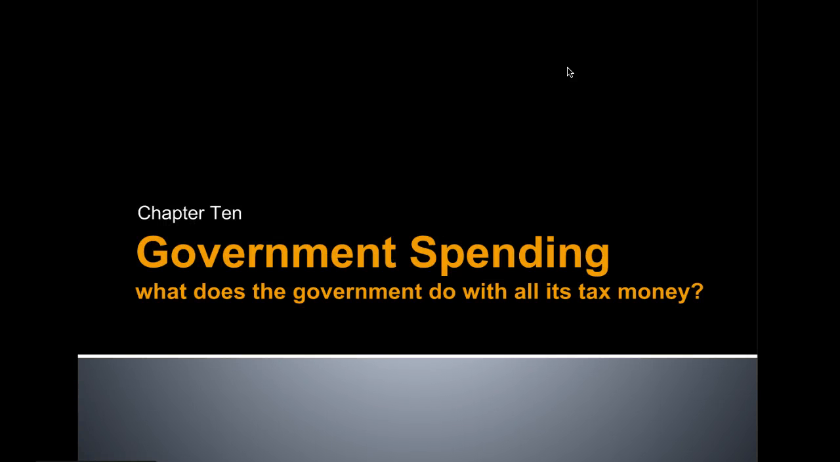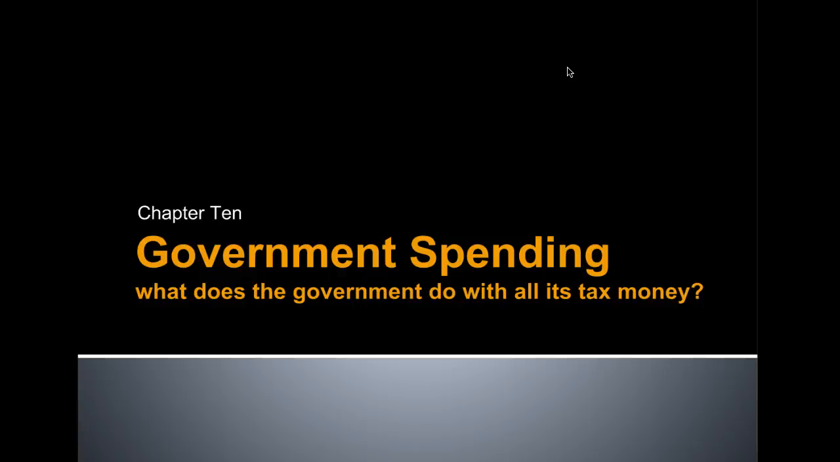This section we're going to be talking about government spending. Last section we talked about government revenue, where the government gets all its money from. This time we're going to talk about what it does once it has all that money, and how it decides what it's going to do with it, and what the effects of government spending actually are.